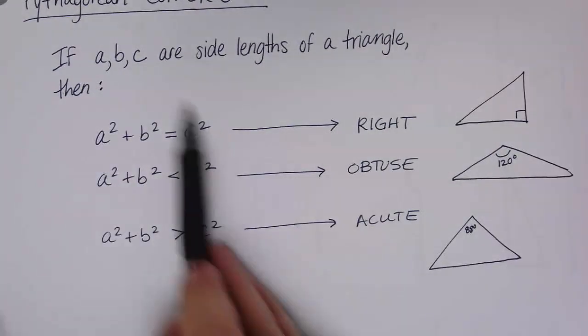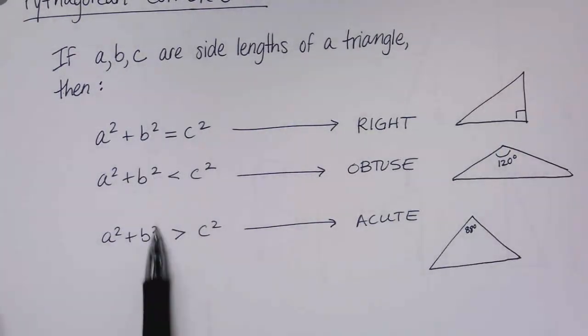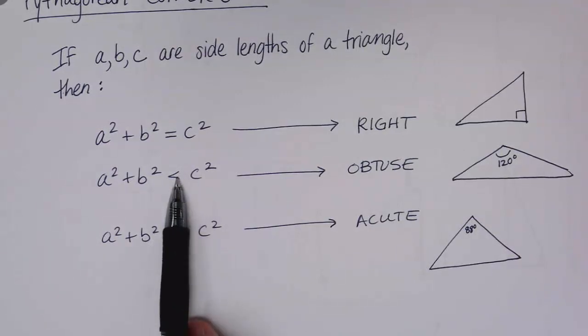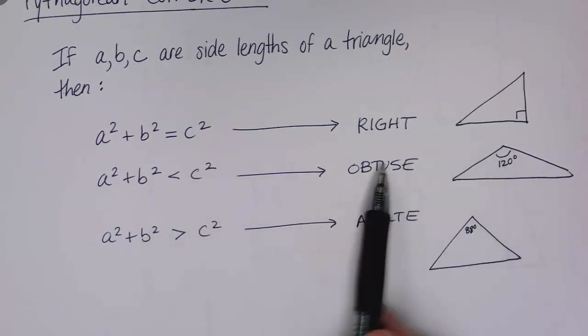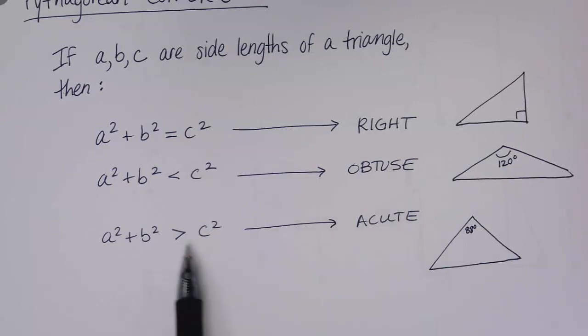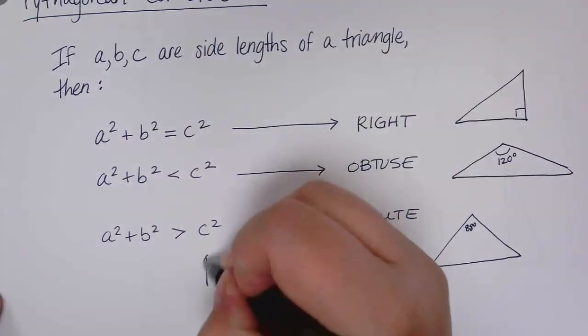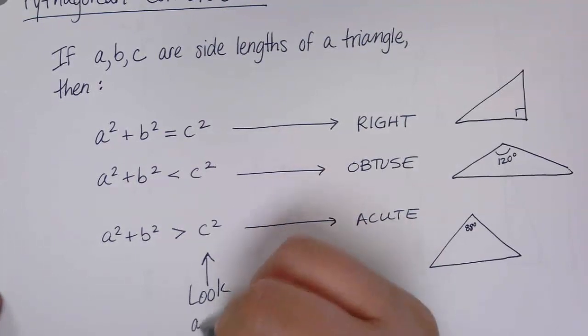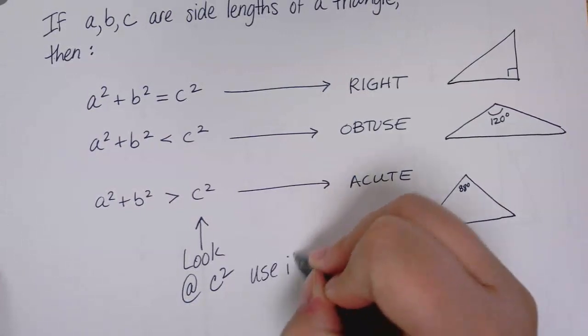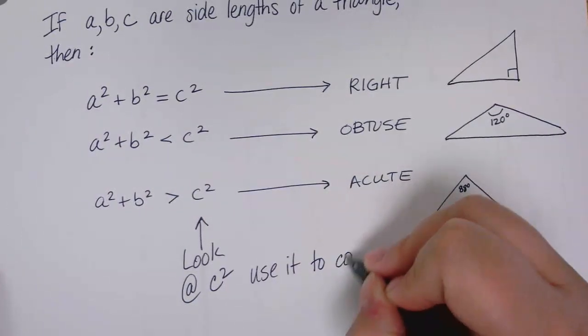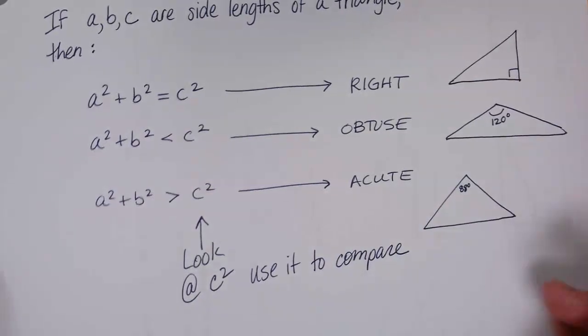Now, this is the way you'll see it written in some books. This is not, to me, the easiest way to think of it. And here's why. When I think about less than, that doesn't seem to go with obtuse, because obtuse means bigger than 90. It's the biggest one out of these. And if I see greater than, that doesn't seem to go with acute. So I don't think of it this way. Here's how I think of it. Look at your c squared and use it to compare. Base all your decisions on c squared.